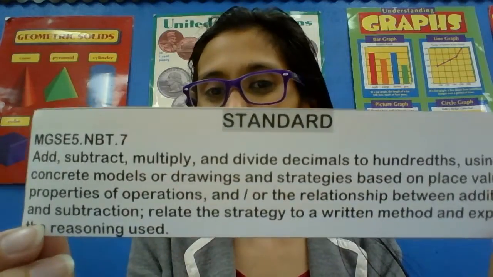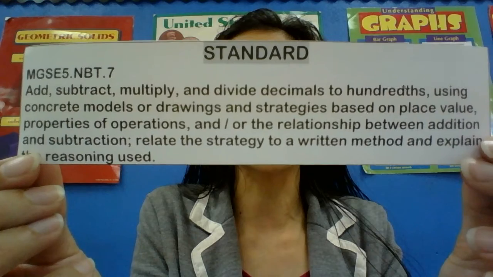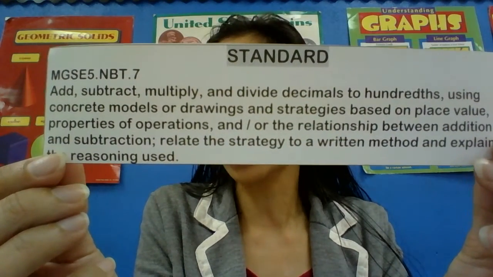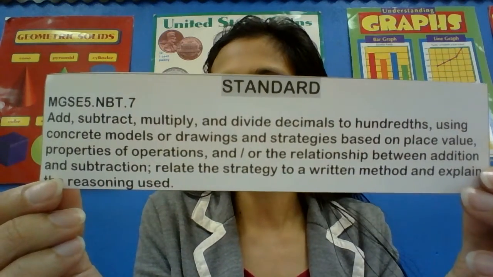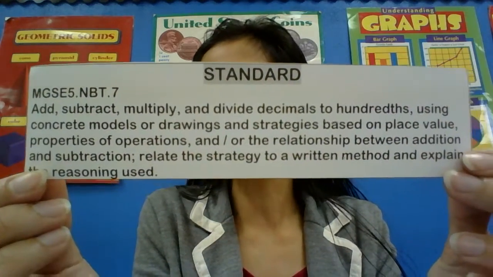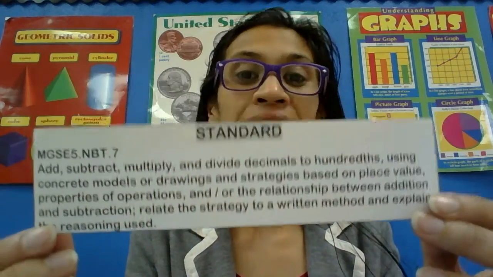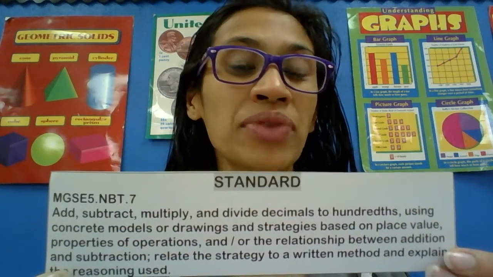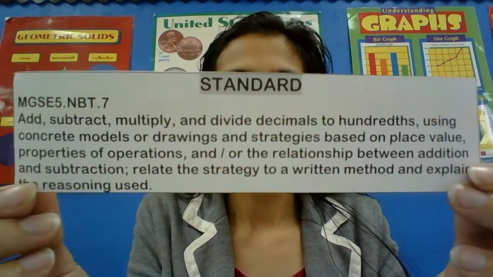Can you see it? It says, add, subtract, multiply, and divide decimals to hundreds using concrete models or drawings and strategies based on place value, properties of operations, and or the relationship between addition and subtraction. Relate the strategy to a written method and explain the reasoning used. Okay? Again, find all the key words for the problem that we will be working on. Okay? If you need to pause the tape, rewind the tape, do that.